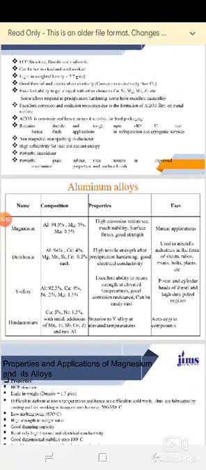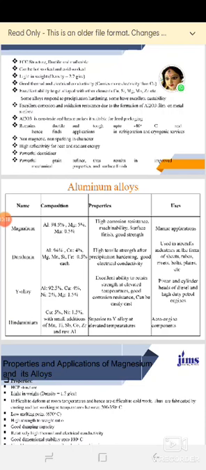Now aluminum alloys, I have made similar tables of aluminum alloys. Magnesium alloy composition is aluminum 94.5%, magnesium 5%, and manganese 0.5%. Properties: high corrosion resistance, machinability, surface finish, good strength. It's used in marine applications.